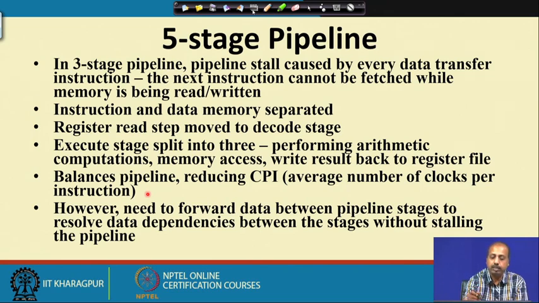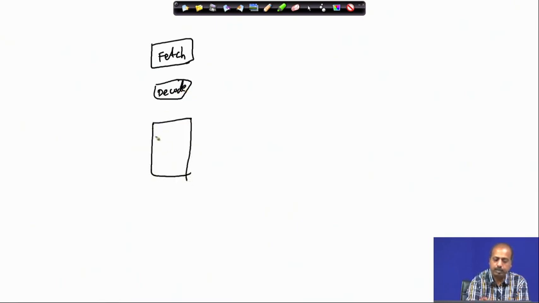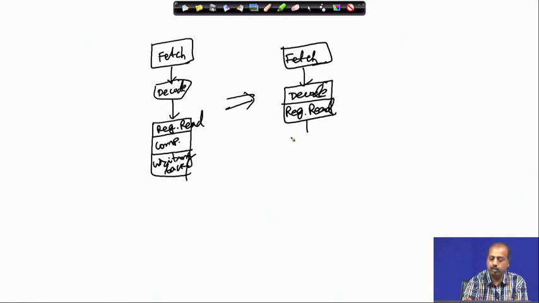So, what is data forwarding? It is like this. What we had was a three stage pipeline: fetch, decode and execute, and this execute had three stages. The first stage was register read, then the next stage was the computation, and the third stage was the writing back. Now, in the modified version, we have this fetch, but decode is made complex. So, decode has two stages now, decode and register read. Then we have the execute stage, which has the computation and the writing back.